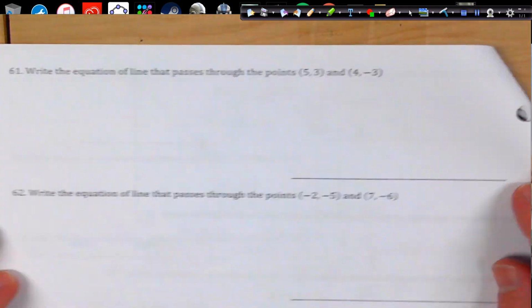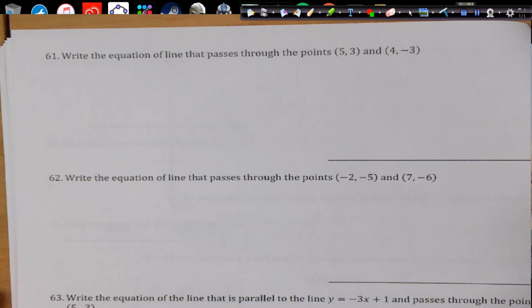Okay, now we're writing the equation of the line through 2 points, which means I need to go ahead and utilize the slope formula.